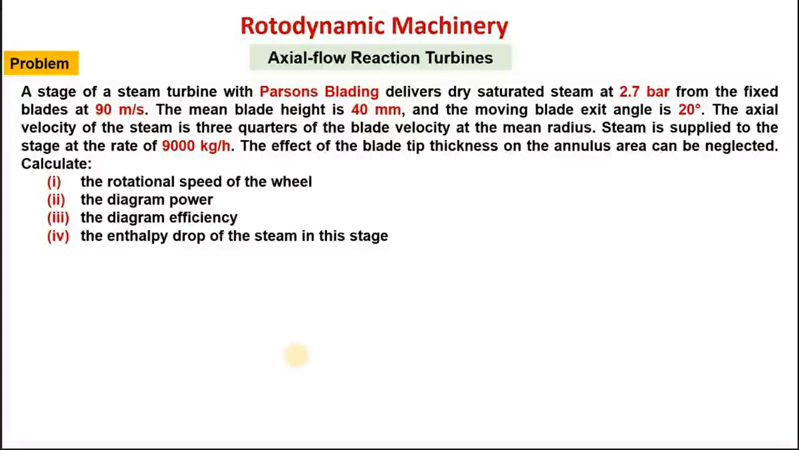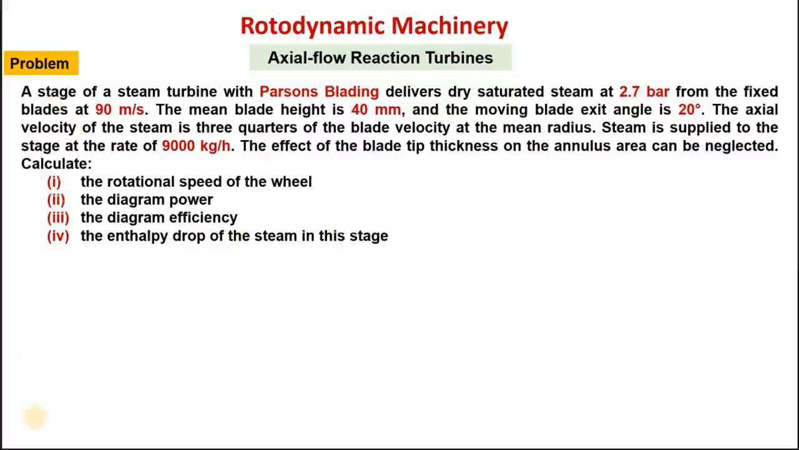This is video number 10 of Thermodynamics 2. In the last video, we had already discussed the basic theory of axial flow reaction turbines and its velocity triangles and the term degree of reaction. We have derived equations for calculating power output and efficiency of 50% or Parsons reaction turbine. Now I will solve a numerical problem of reaction turbine.